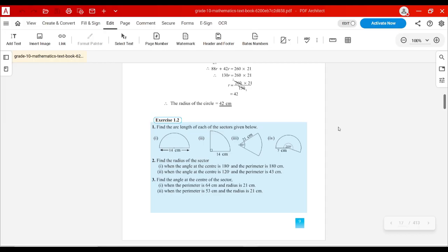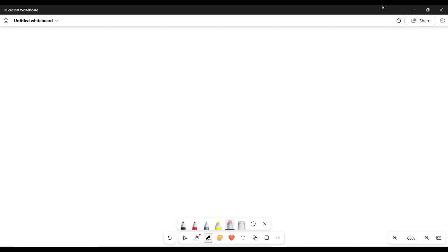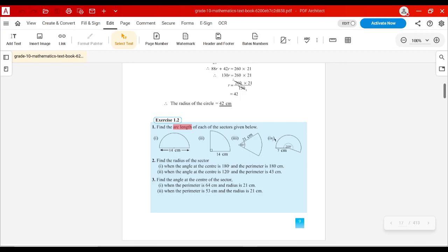And please do note, I believe your teachers at school even told you this, but in exercise 1.2, question number 1 says, find the arc length of each of the sectors given below. Please cut arc length. You should be cutting this arc length, and it should be perimeter. It should be the perimeter of each of the sectors given below. It's a small printing mistake there. So please do fix that mistake, and I hope your teachers at school told you to do so, right?